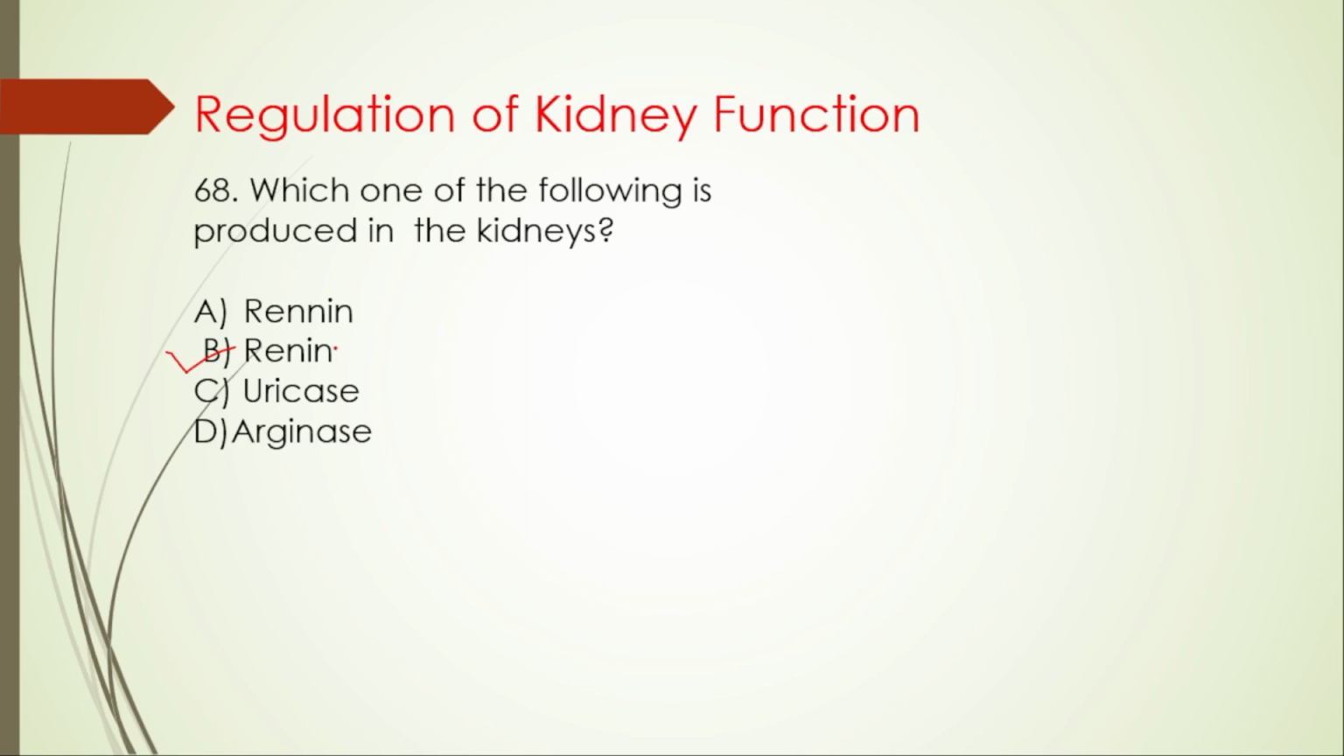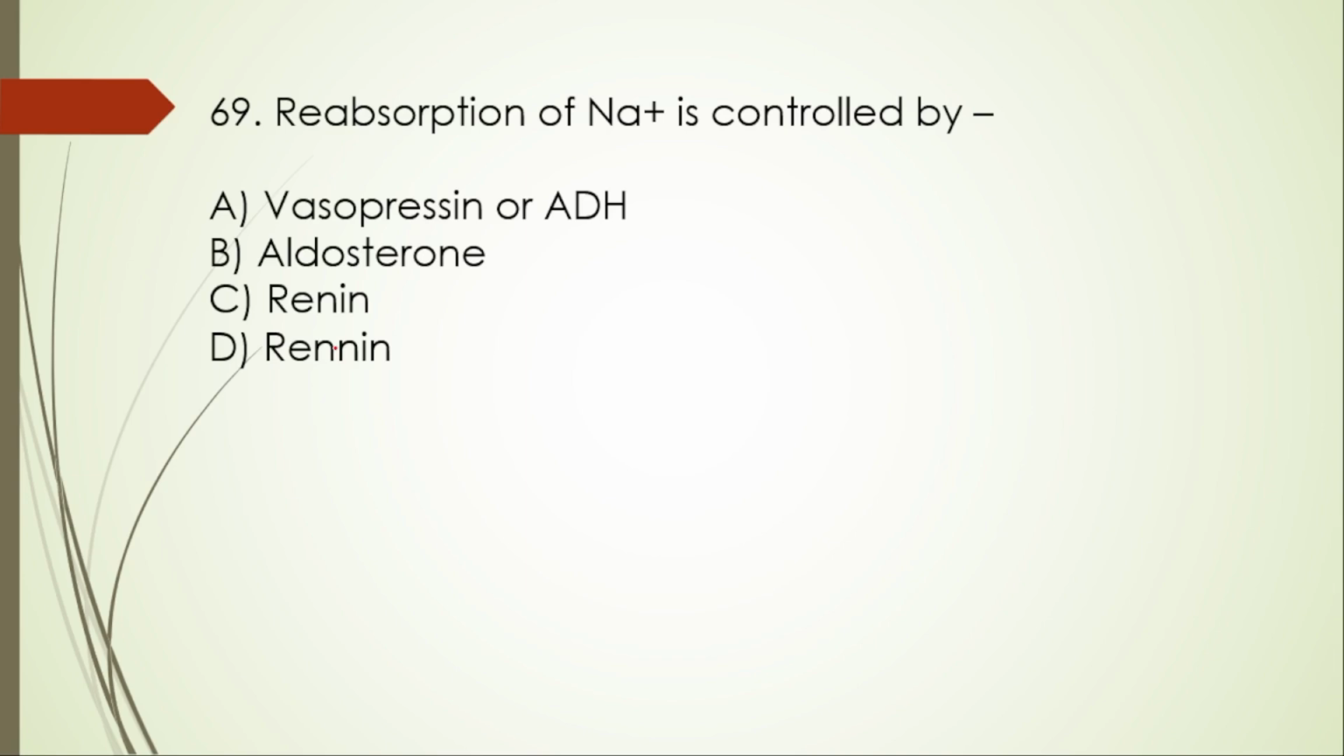Next question, that is question number 69. Reabsorption of Na plus is controlled by A. Vasopressin or ADH, B. Aldosterone, C. Renin, D. Renin. So here the right option is option B, aldosterone. It is a steroid hormone produced by the adrenal cortex. Its primary role is to regulate salt and water balance in the body.